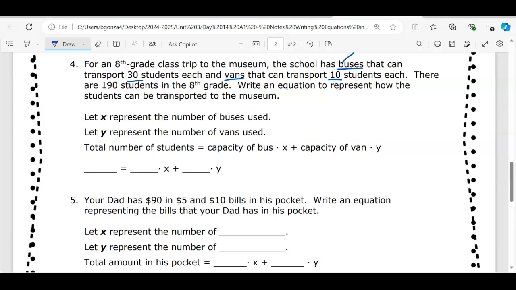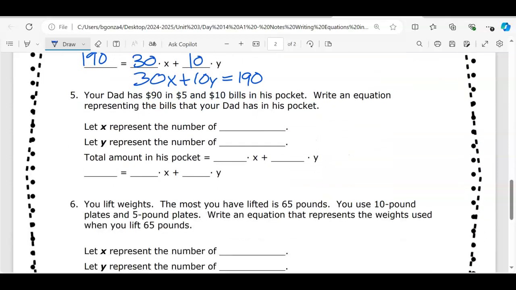you got 30 students for each bus, and you got 10 students for each van. So let's go X, let's go Y. And then the total students are 190. So 190 equals 30 bussin' kids, X, plus 10 vannin' kids, Y. All right, that's it. I would just rewrite it as 30x plus 10y equals 190.